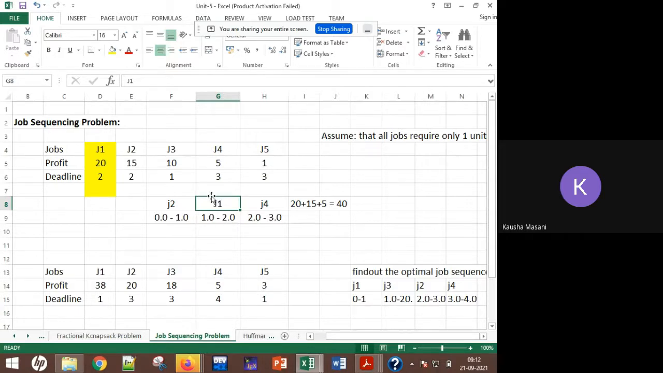But what is the problem? I am getting J3 also, which has a deadline of 1, or say J2, which has a deadline of 2. In the question, it might happen that J2 is given a deadline of 1. That means it has to complete in the first unit only. A deadline of 1 means that particular job has to be completed in the first unit of time only. You cannot place it between 2 to 3, and you cannot place it between 1 to 2. If it is 1, it has to go in 0 to 1 only, because that is the deadline.